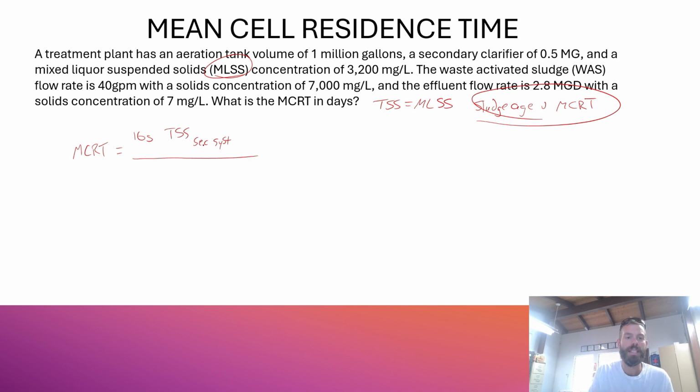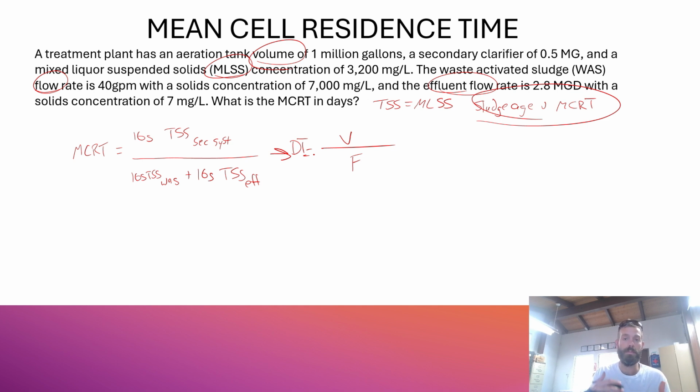So, pounds of TSS in the secondary system divided by the pounds of TSS or MLSS in the WAS plus the pounds of TSS leaving the plant in the effluent. If you really break this down, what do I need for the pounds formula in the secondary system? I need the volume of the aeration basin and the secondary clarifier. To figure out the pounds in the WAS and the pounds in the effluent, we're talking about flow, right? The effluent flow rate, the WAS flow rate, volume over flow. This is one big detention time formula. I might have blown some minds there.